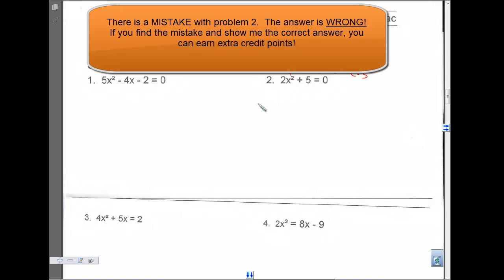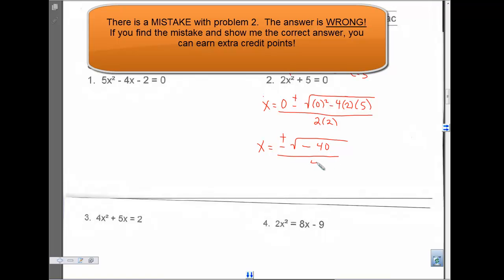So the opposite of B, the opposite of 0, is still 0, plus or minus the square root of B squared, which is 0 squared, minus 4 times 2, which is A, times 5, which is C, all divided by 2 times A, which is 2. So we have x equals, we don't have to worry about the 0, plus or minus the square root of negative 10 times 4 is 40, all over 4.